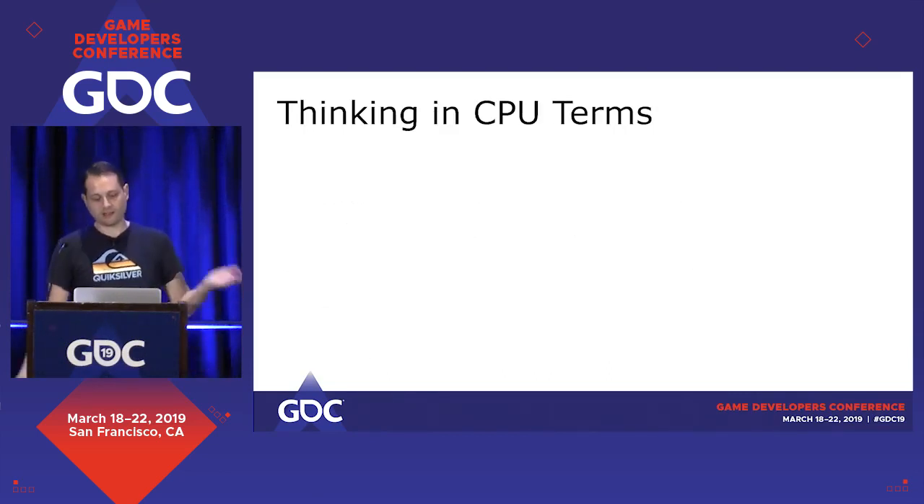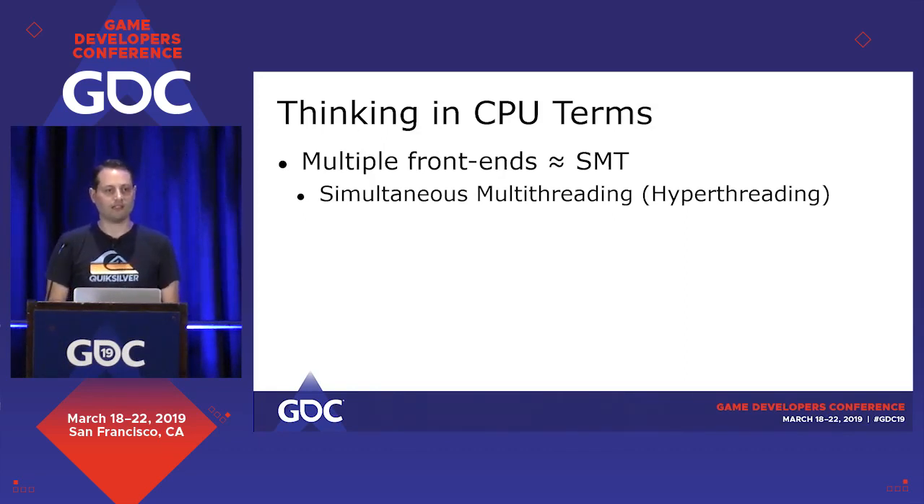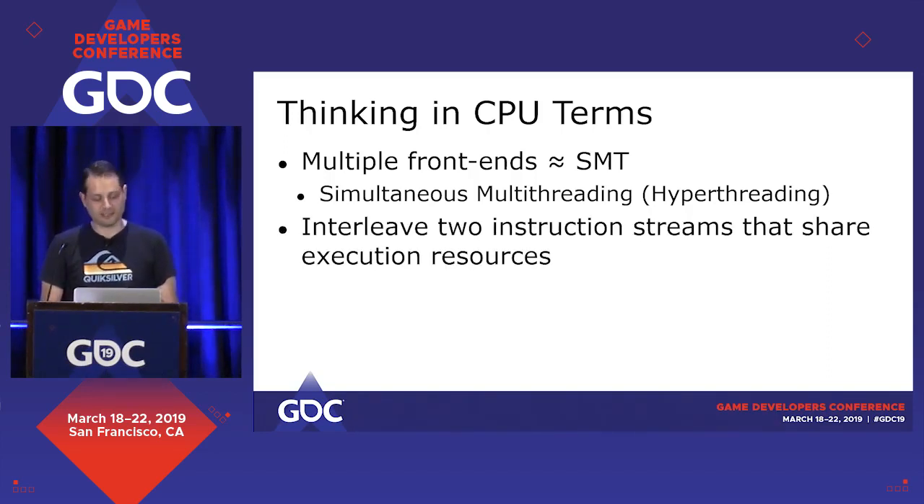And if we were to once again think about this in CPU terms to relate it back, having this concept of multiple front ends is roughly similar to what you get with simultaneous multi-threading, which is a common feature on CPUs these days. You might see it called hyper-threading on Intel processors. And what this setup does is it basically tries to interleave two different instruction streams, usually two different threads, that share the actual execution resources that execute the instructions, that do the memory operations or the arithmetic.